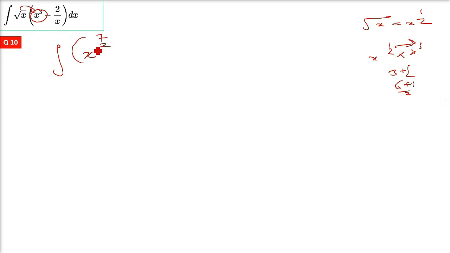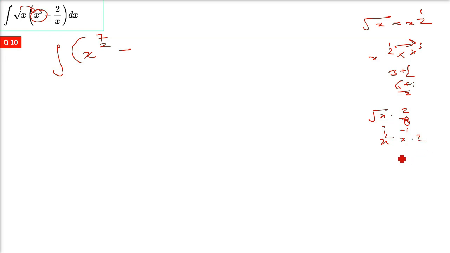Now I just reduce the steps in order to go through it quickly. This is the time of shortcuts. So under root x, 2 by x, x to the power half is under root x, goes up, x to the power minus 1. So half minus 1, 2 is already there.